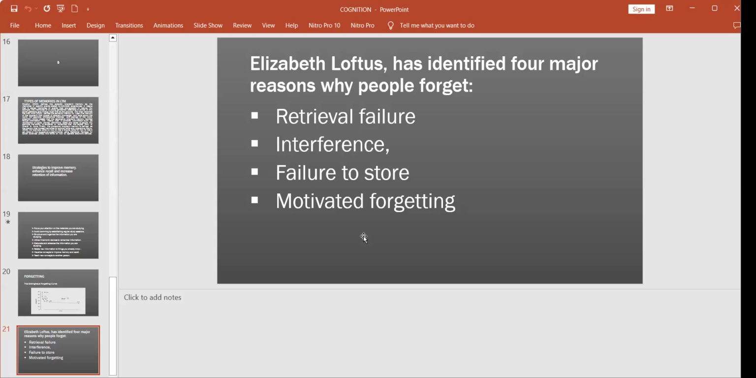Then second reason, interference. According to Elizabeth Loftus, we forget because of interference. Interference is when new information cannot be taken into the memory because the old memories interfere with the new memories. New information cannot be stored because old memories interfere. I will give you an example. When you are in primary, you teach your students that the past tense form of the verb is formed by adding ed.